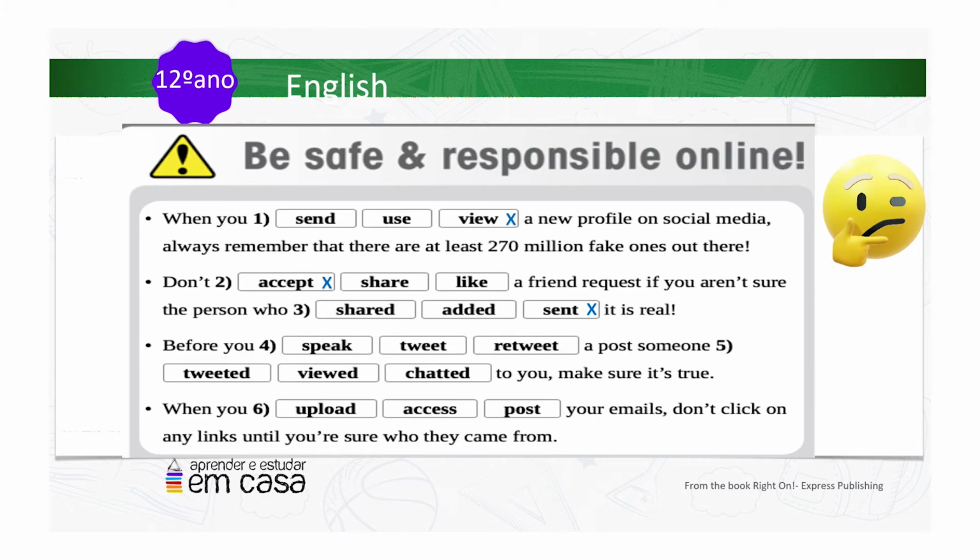And number 4, before you speak, tweet, or retweet a post, what do you think here? It's speak, tweet, or retweet? Yes, before you retweet a post, make sure that the person that tweeted to you is telling the truth. Okay? This way, you will avoid spreading fake news. And fake news is very, very dangerous. It usually has behind it an evil mind that wants people to think something. There is a hidden agenda behind fake news. We can avoid it by making sure anything we post, repost, tweet or retweet is real, is true, okay?